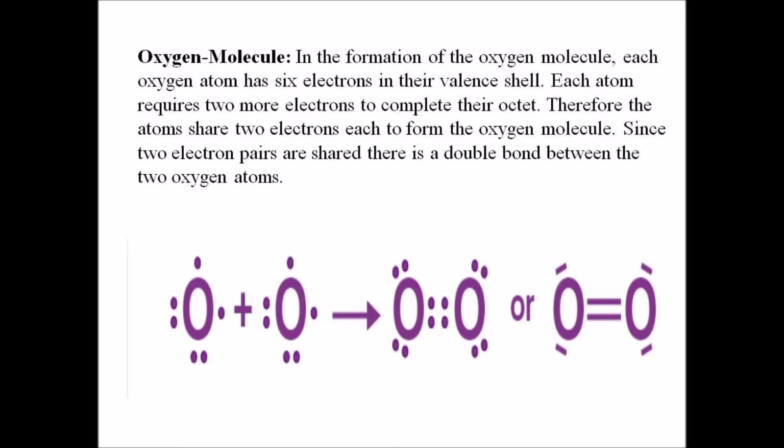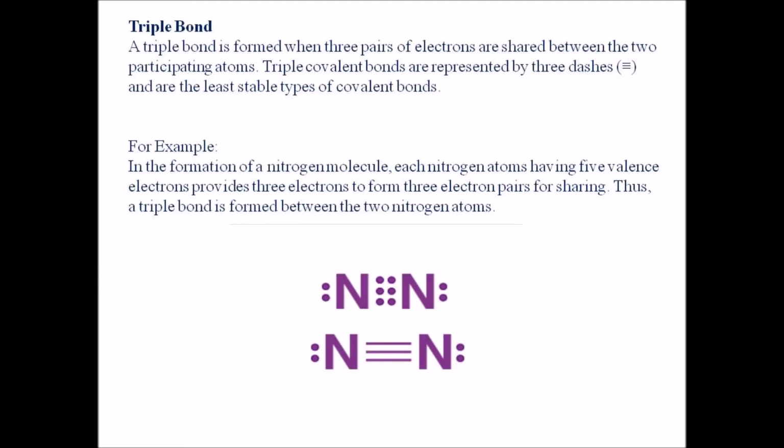Like carbon dioxide, the oxygen molecule is also formed by the pairing of two electron pairs in the oxygen atoms, and forms O double bond O. A triple covalent bond is formed when three pairs of electrons are shared between the two participating atoms. Triple covalent bonds are represented by three dashes and are the least stable type of covalent bond.